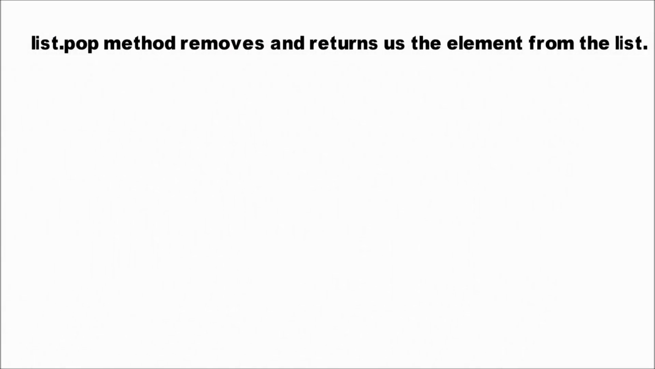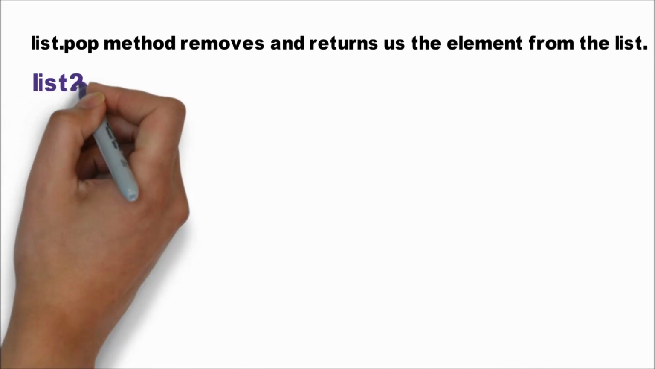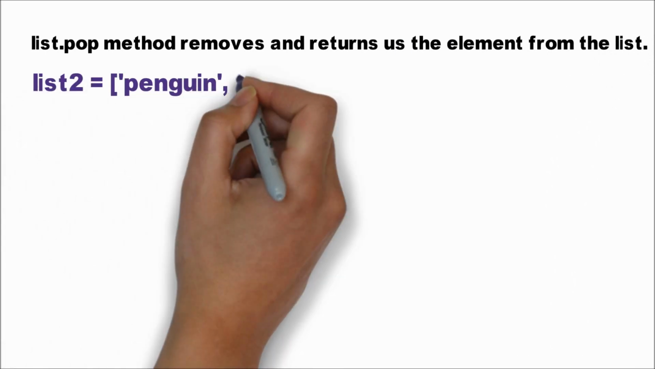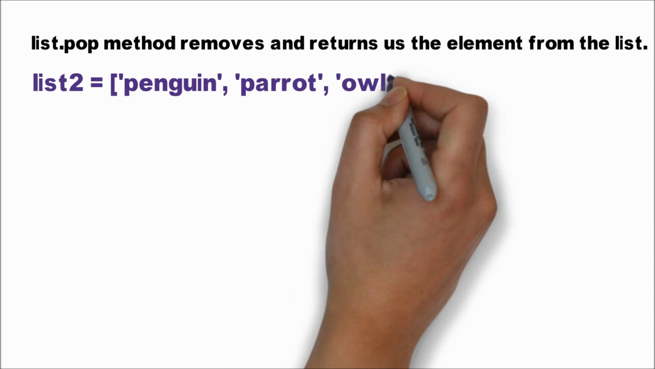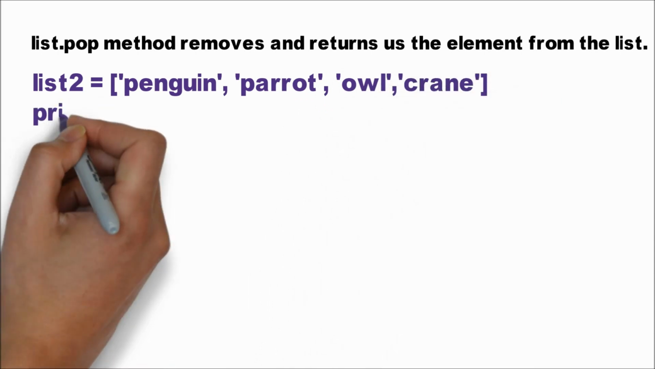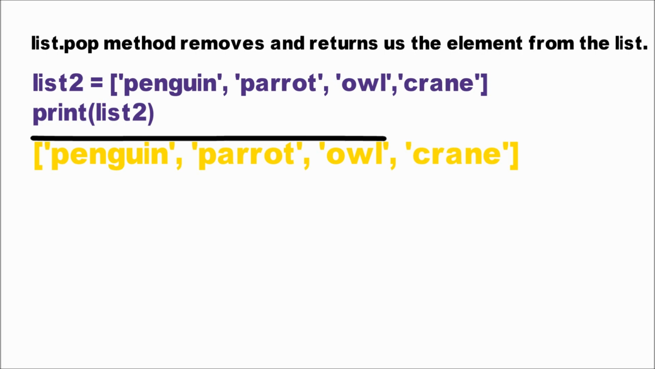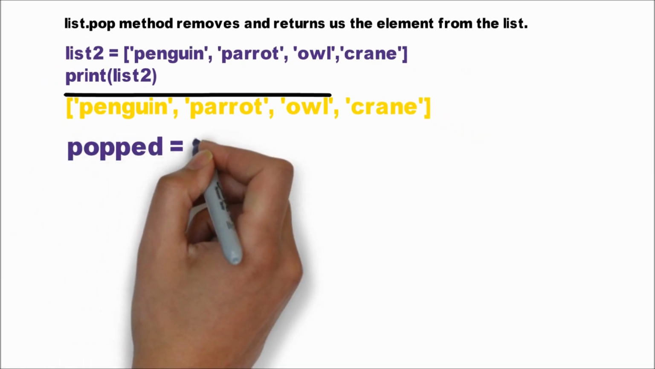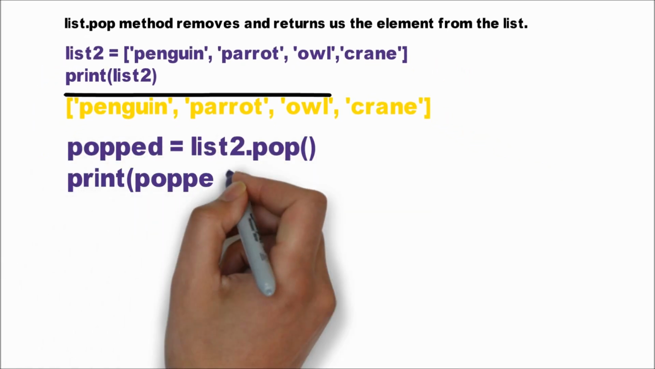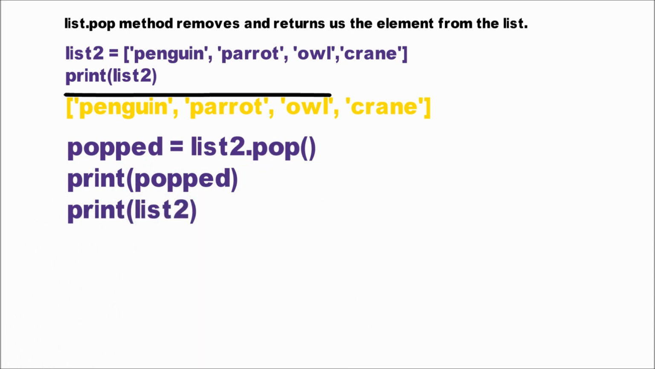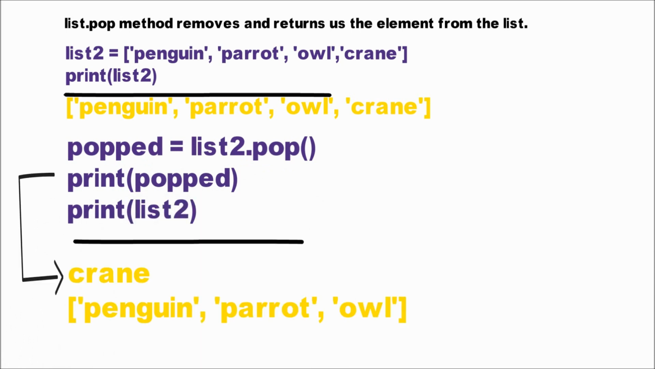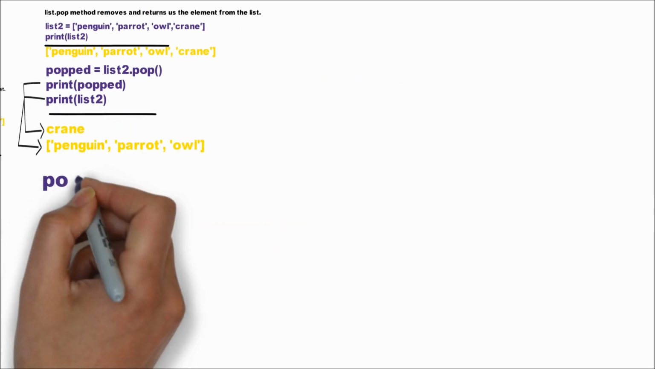The list.pop method removes and returns the element from the list. Let's create a list2 equal to penguin, parrot, owl and crane. The list.pop method without any argument passed will return the last item from the list. So if we print the popped item, we can see that it's the last element in the list, which is crane.